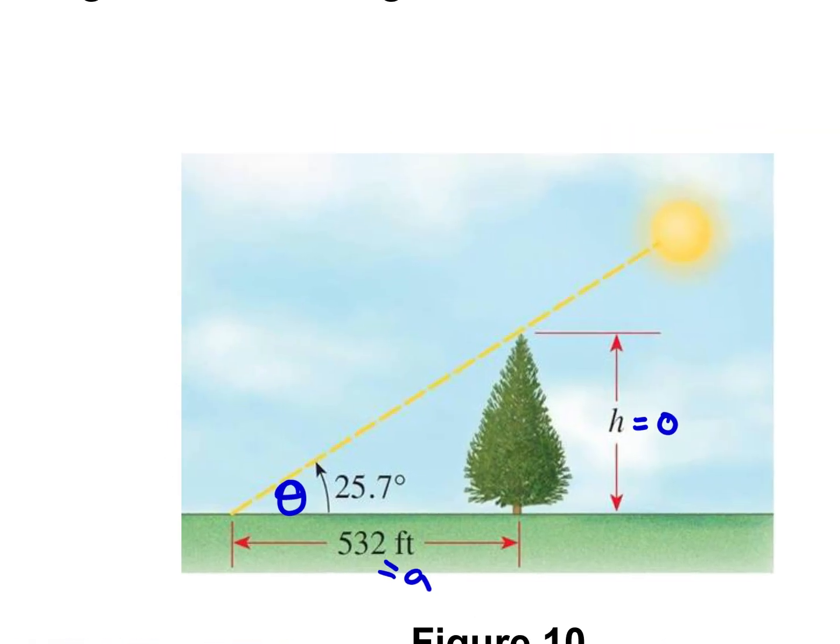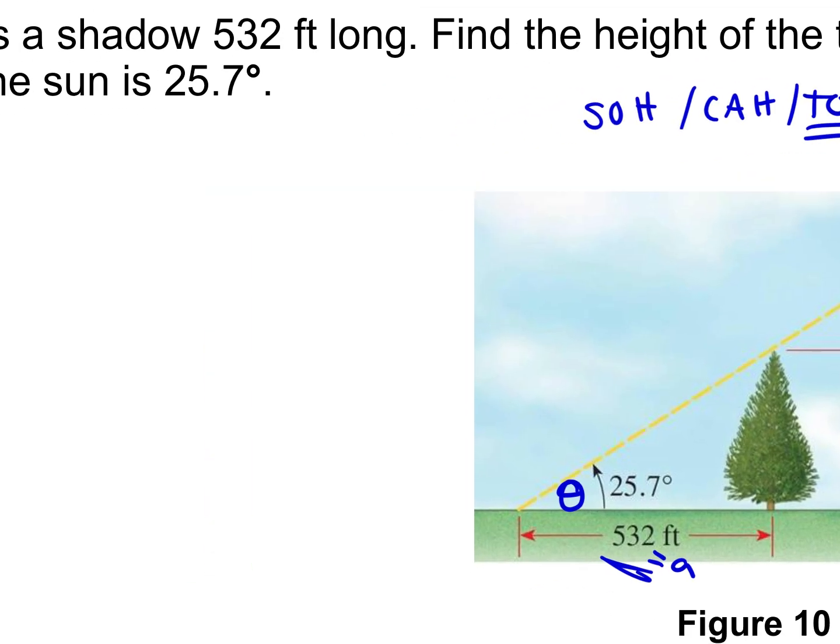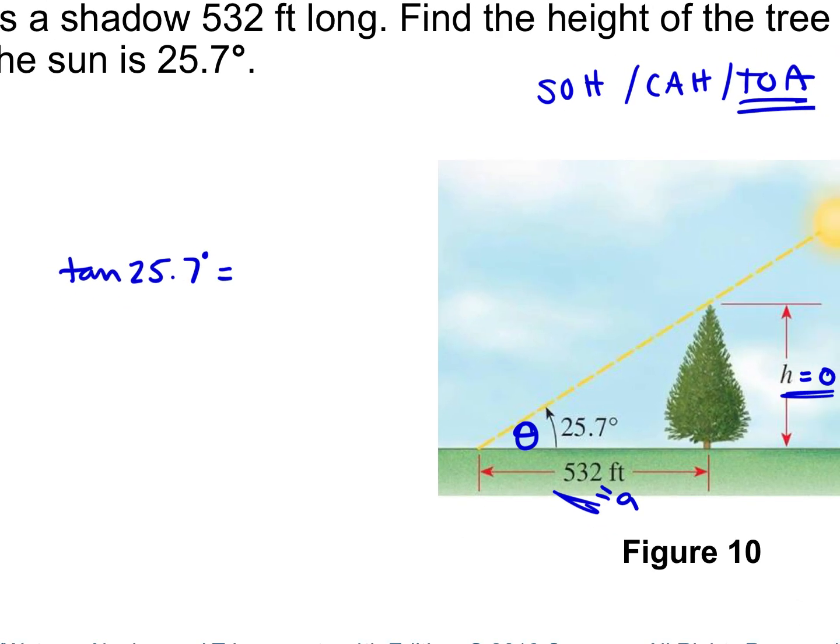So which trig function, according to SOHCAHTOA, uses opposite and adjacent? Those are the two things we have. We have the opposite and we have adjacent. Tangent. So we're going to say tangent of theta, which is 25.7, is equal to opposite over adjacent. So that would be H over our adjacent, which is 532.